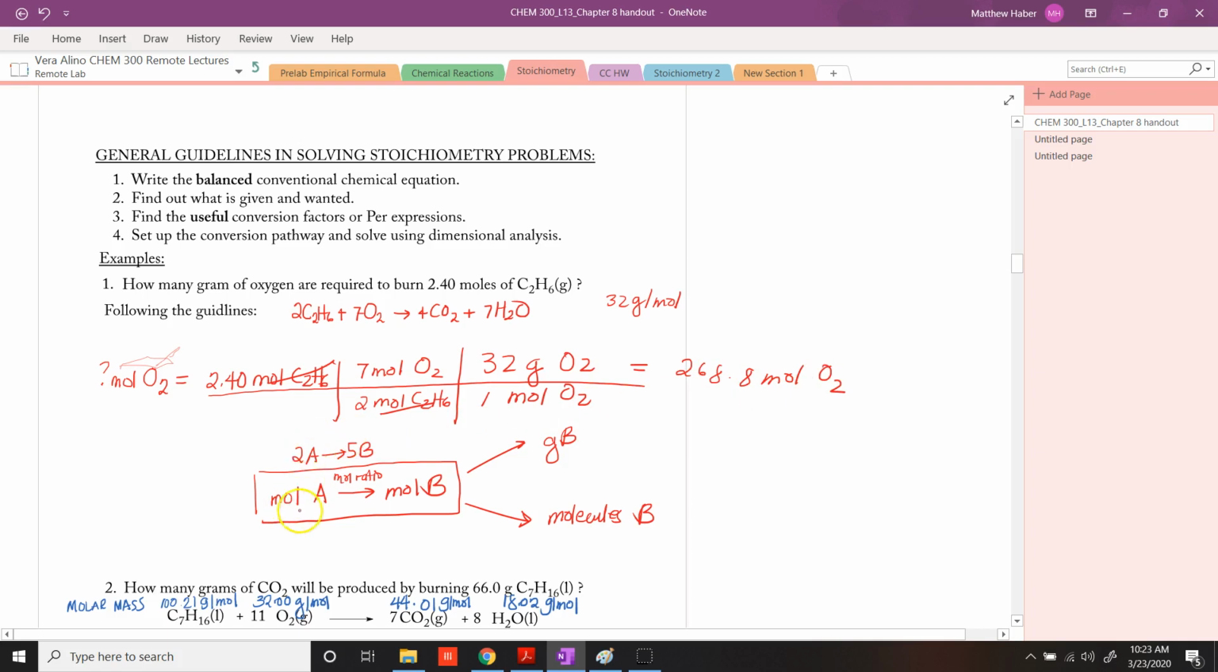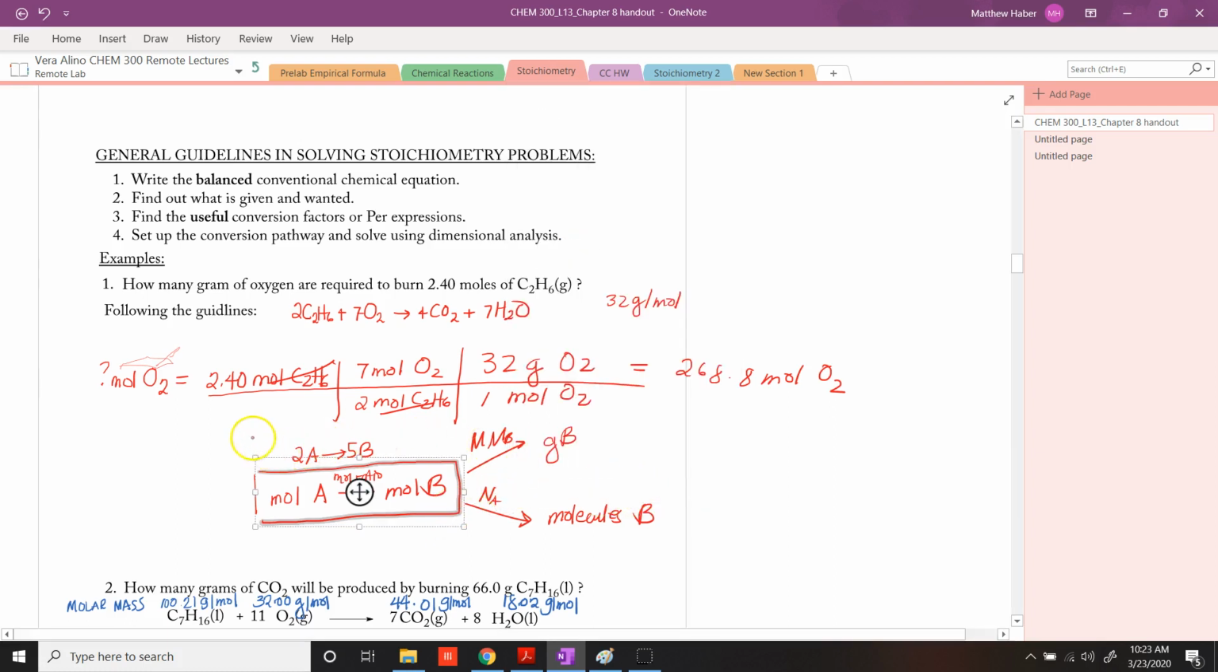So again, you're only going to use the balanced equation to be able to bridge one piece of information to another. You're going to use the stoichiometric coefficient, or the mole ratio. And if you're asked to find the mass of that product, all you need to do is use the molar mass in order to convert moles to grams. Or if you're asked to find the molecules, you're going to use Avogadro's number.